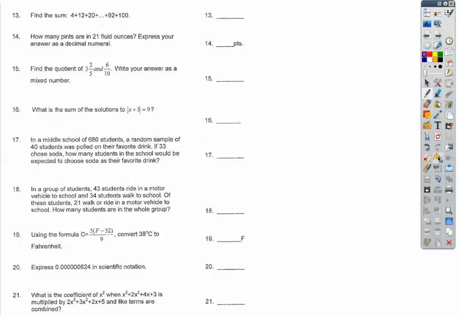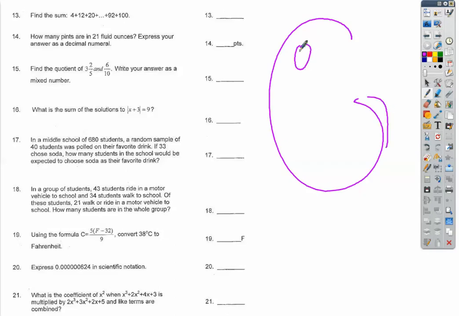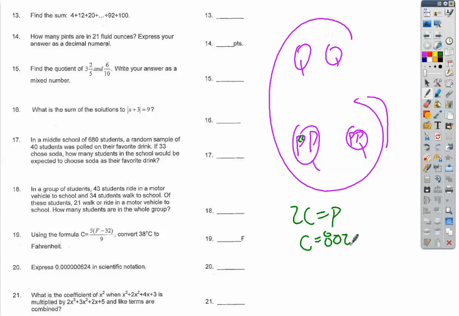How many pints are in 21 fluid ounces? So if I do my gallon man, I have 4 quarts in a gallon, and I have 2 pints in each quart. And then I have 2 cups in each pint. So in other words, 2 C's is equal to P. And I know that 1 cup is equal to 8 ounces. And so I know a pint is equal to 16 ounces. Therefore, I have 21 over 16.